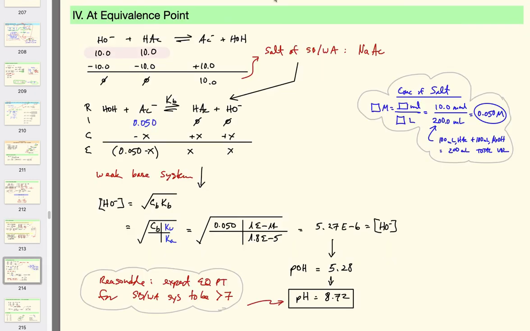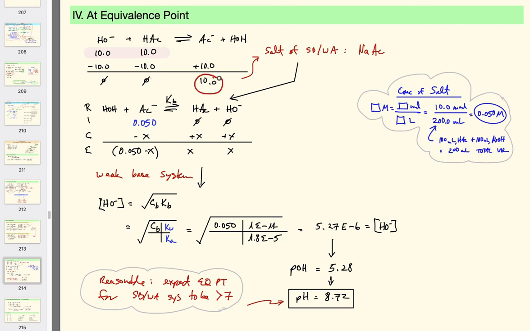Now we're going to actually get to the equivalence point. And that's where the amount of acid and the amount of base are equivalent. So I've got 100 mils of this, 100 mils of that. I've got 10 millimoles of each. So what happens? Every bit of this gets used. And so now what are you left with? You're going to produce 10 millimoles of acetate.